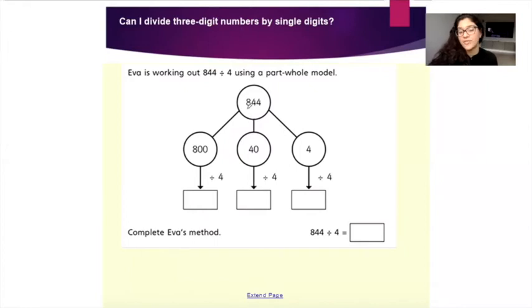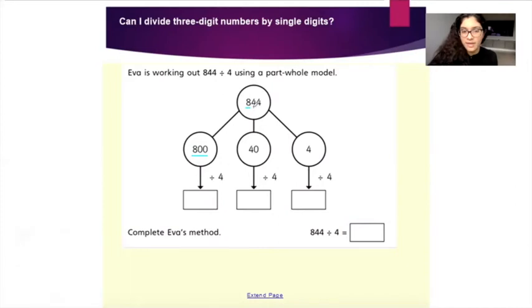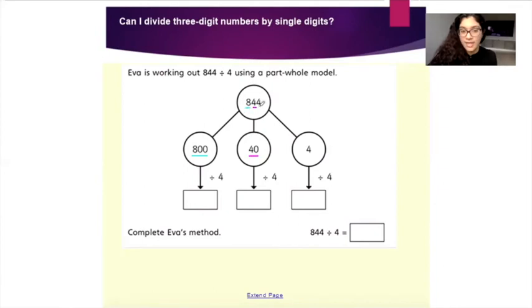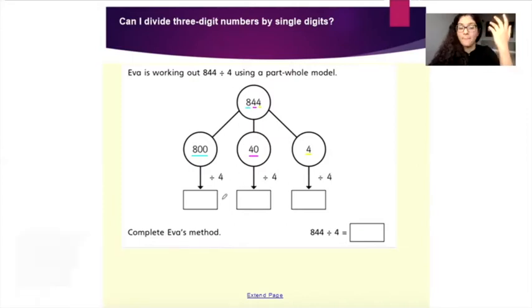What she has done with the number 844 is she split it. So the 8 has become 800. The 4 in that number is 40, because remember our place values, and the 4 here has become 4 because there's only 4 ones. Now, bearing that in mind then, we know that 844 needs to be divided by 4. So each of these is going to be divided by 4 now.